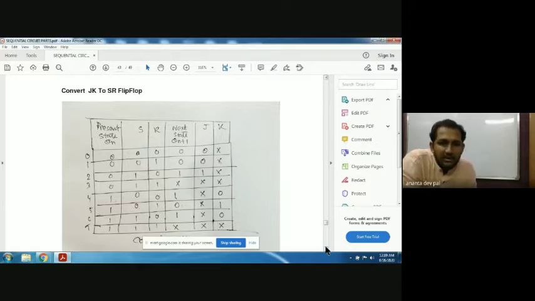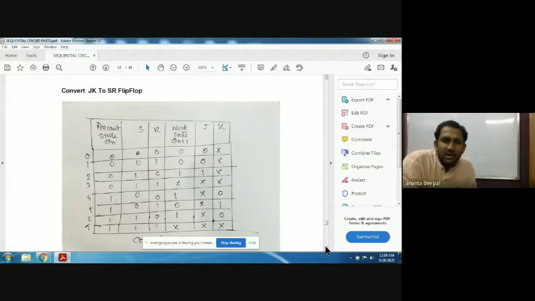We know the excitation table of JK. For 0 0, from the excitation table of JK, it is 0 cross. For 0 0 again 0 cross. For 0 1 it is 1 cross. For 0 cross it is cross cross. If one of them, present state or next state, is cross, then the output will always be cross cross. For 1 1 it is cross 0. For 1 0 it is cross 1. For 1 1 it is cross 0 again, and 1 cross. That's because if the next state is cross, then the excitation input is also cross cross.